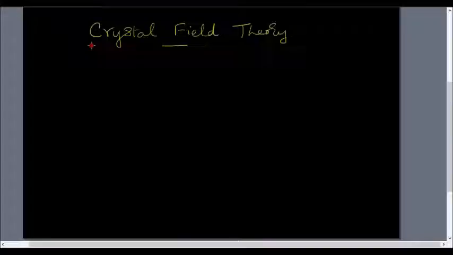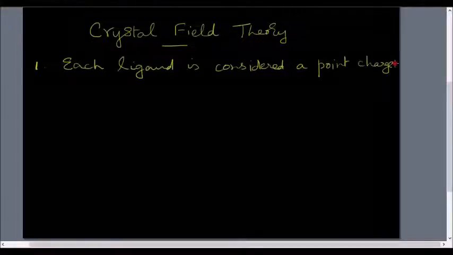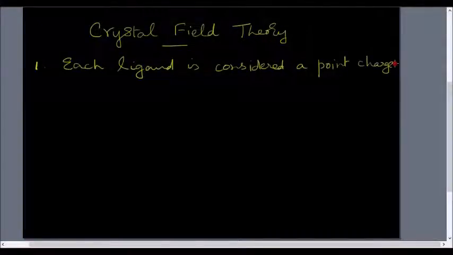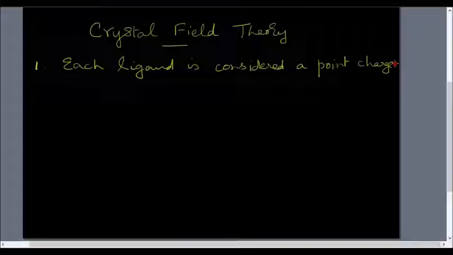In the earlier session, we tried to understand bonding in the complex ions by applying valence bond theory. In this session, I would explain some aspects of the crystal field theory. According to the crystal field theory, each ligand is considered a point charge. The interaction between the ligand and the metal ion is electrostatic in nature.